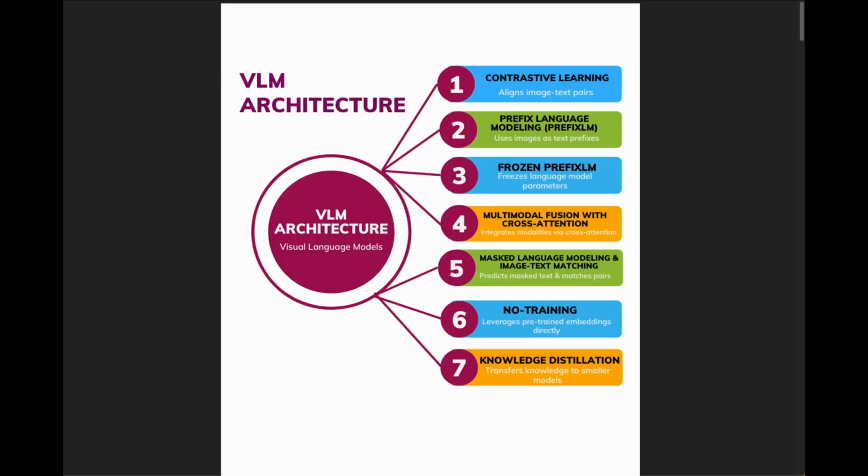The second architecture we're going to see is prefix language modeling. It is an NLP learning technique mostly used for model pre-training. It inputs a part of text, a prefix, and learns to predict the next word in the sequence. So in vision language models, PrefixLM enables the model to predict the next sequence of words based on the image and its respective prefix text.